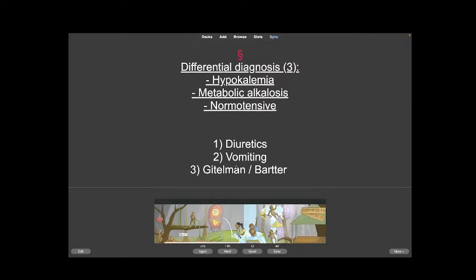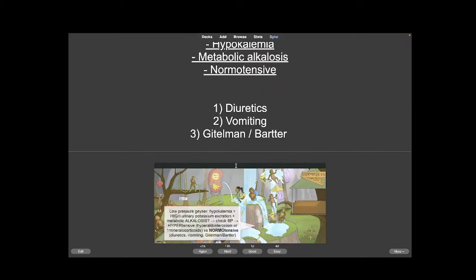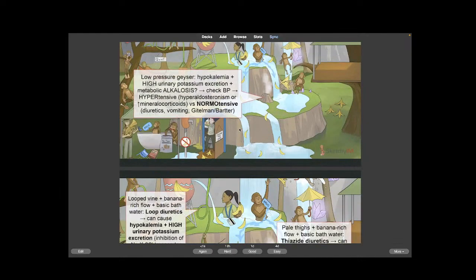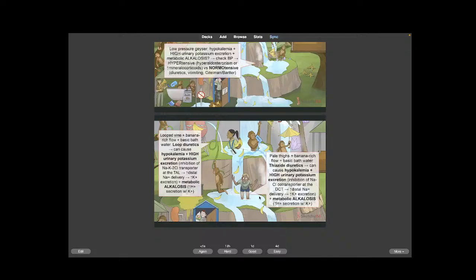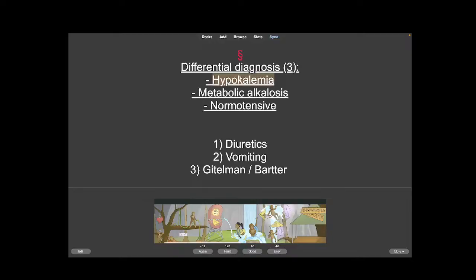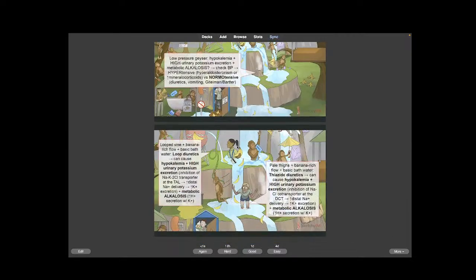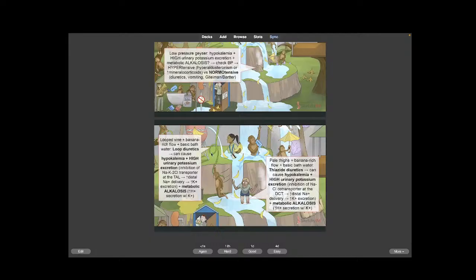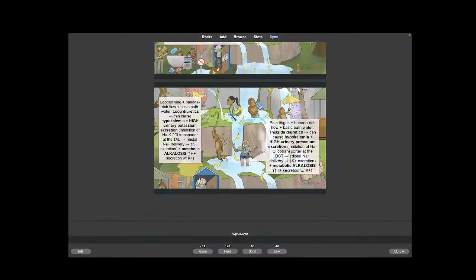Which diuretics cause hypokalemia, metabolic alkalosis, and are normotensive? Where's that mentioned? We got some normotensive stuff. Thiazide diuretics. Hypokalemia, metabolic alkalosis, and normotensive. It could be a diuretic like thiazide, vomiting, Gitelman, Bartter, loop diuretics. Yeah, okay. But we're not gonna do Gitelman.